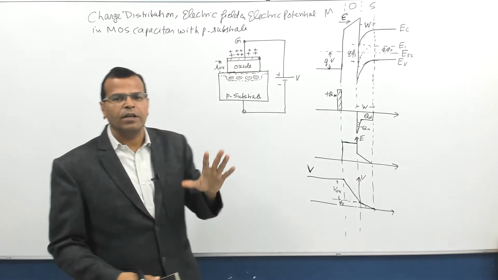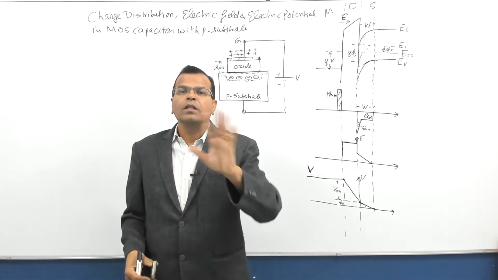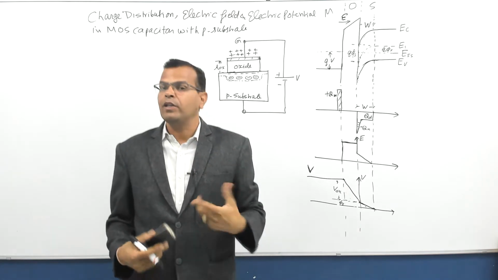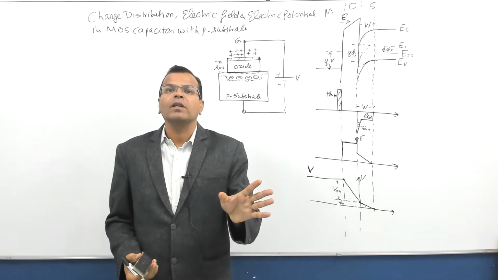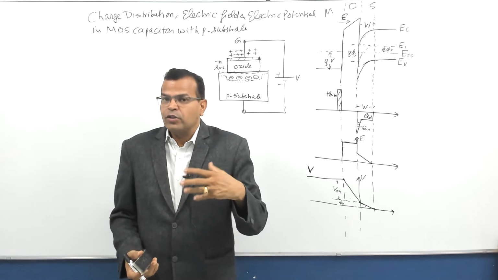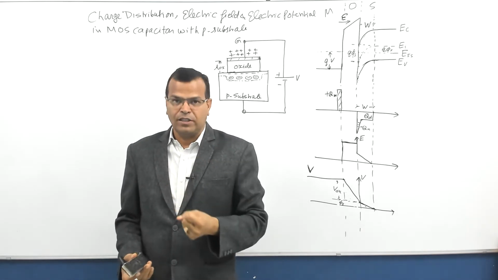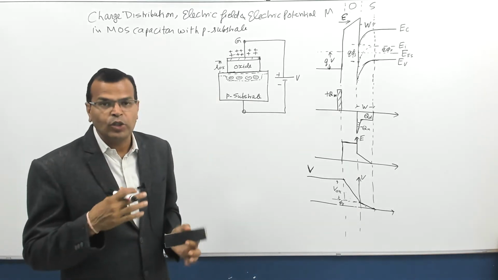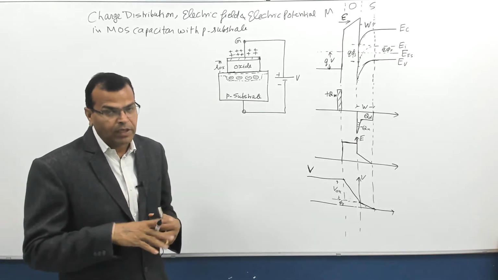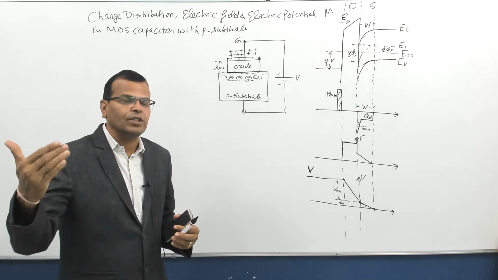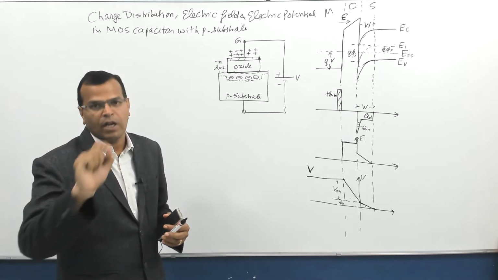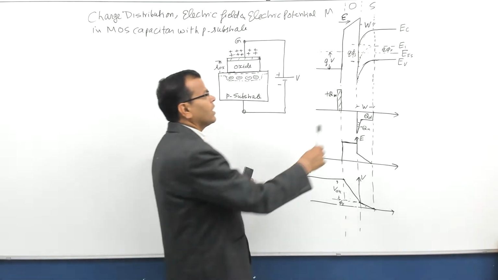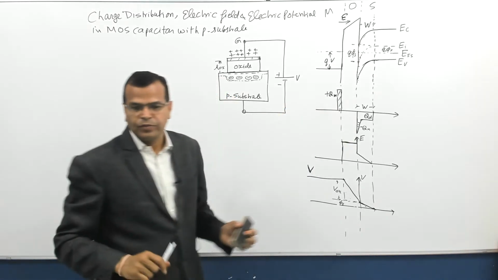In the oxide, remember, I am assuming here there are no charges stored in the oxide, because oxide is an insulator, and insulator does not have free charges. All charges are bound charges. Fine. So I am assuming there is no charge inside the oxide, but this is not a fact. We will see it at later stage. Here I am assuming there are no charges stored in the oxide layer.